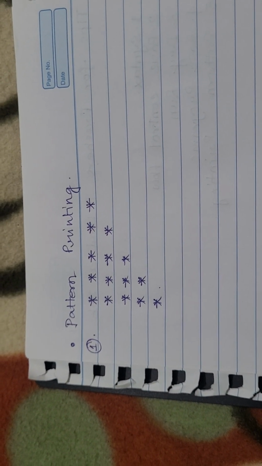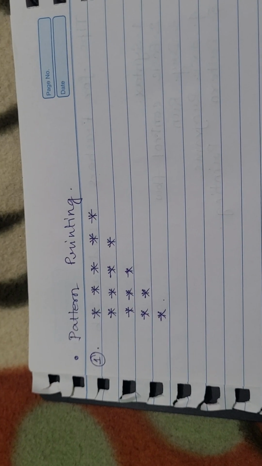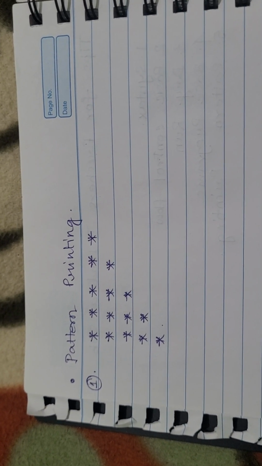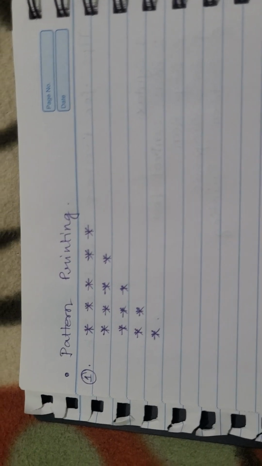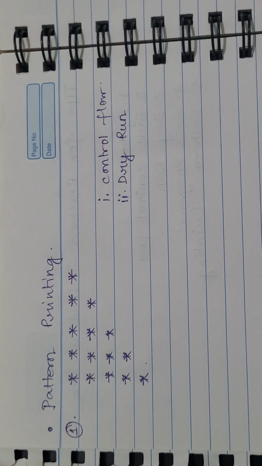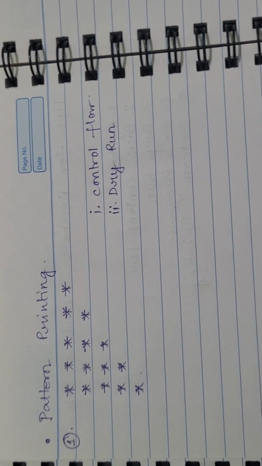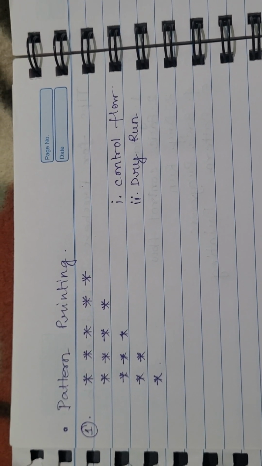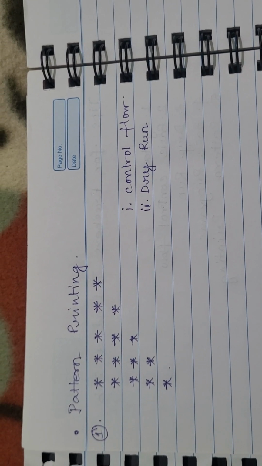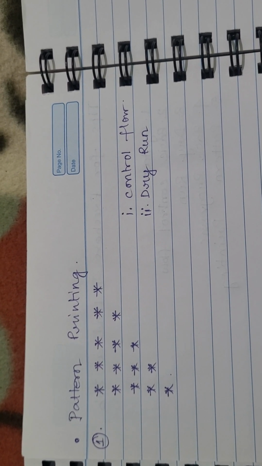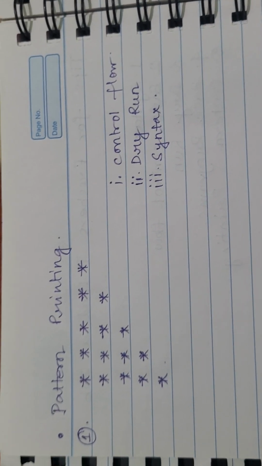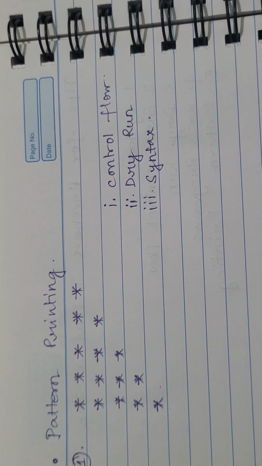So today we will be discussing pattern printing, and this is the basics of learning programming, any programming language, because from here you develop a few concepts. First, control flow. Second is dry run. If you understand the control flow, you can dry run the code and understand that this many stars I want to print, and in this many lines, this many stars I want to print, and that I am getting. The third will be the syntax of the for loop or while loop, whatever you are implementing.